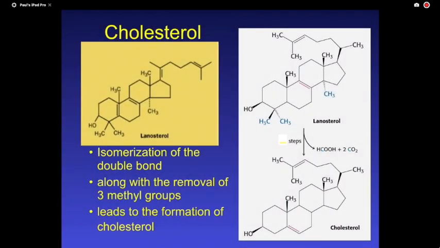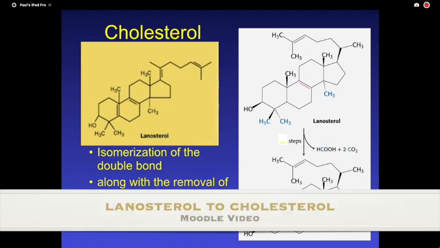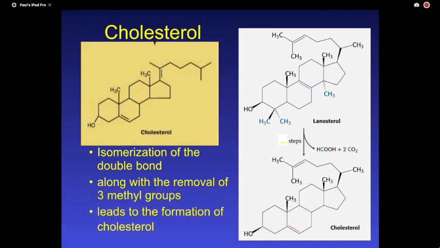All right. Now we're going to get to cholesterol after a couple more steps. Okay, that's all you need to know. It's a lot of movement, but really what we're doing is you can see that we change where the double bond is. We also move around or lose 3 methyl groups. And so this methyl here is lost, and both of these methyls there are lost. And we have cholesterol.